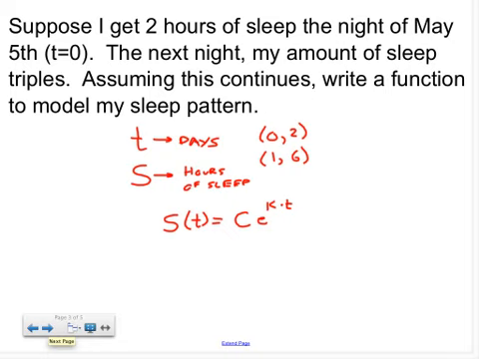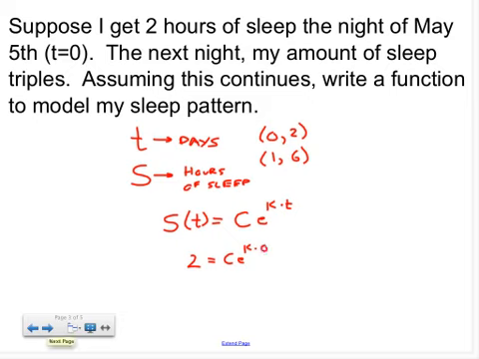So in other words, I have to find the correct values of c and k that make it fit. The easiest way to do that is to plug those two ordered pairs into this equation and see what I get out. Generally speaking, you're going to get a system of equations that you need to solve. So if I plug in 0 for t, I should get out 2 for s. So I'm going to get 2 equals c e to the k times 0.